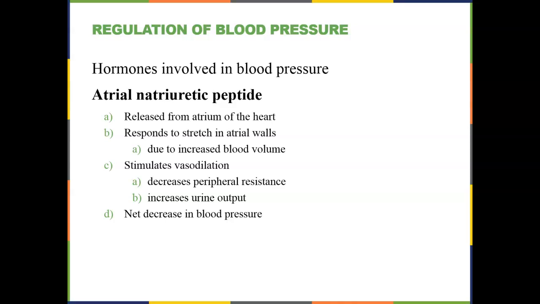It also inactivates angiotensin 2. It increases the amount of urine we produce, inactivates aldosterone and antidiuretic hormone. So the net effect of ANP is going to be a decrease in overall blood pressure. This is how we maintain blood pressure for long term. So regulation of blood pressure long term is through these hormones.